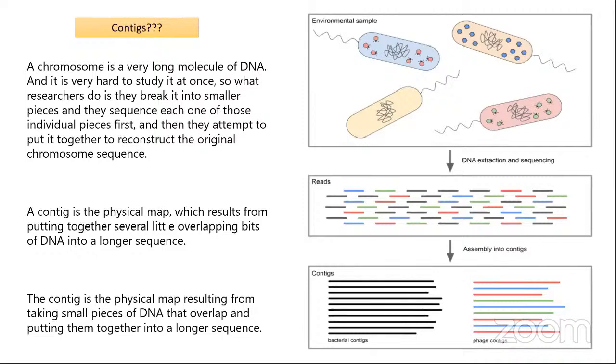A contig is that physical map which results from putting several little overlapping bits of DNA into a longer sequence. So this contig is a physical map resulting from taking small pieces of DNA that overlap and putting them into a longer sequence. As you can see here, this is how we assemble shorter reads into longer genetic reads. I will give you an analogy on that in a later slide.